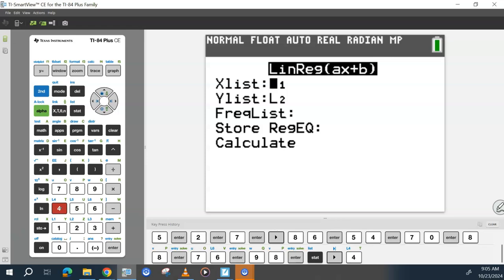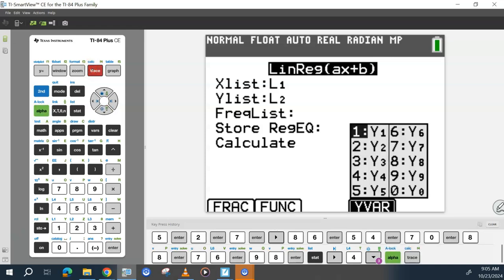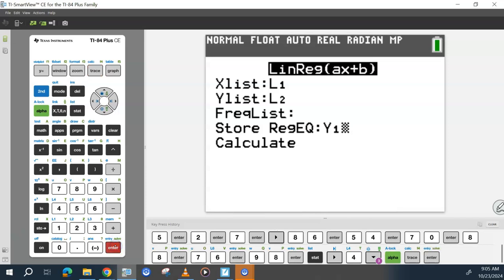Then, still on step 2, we're going to go down to store regression equation. That's what that stands for. And we're going to hit alpha, trace. Alpha green, trace is at the top. You'll get some menu that looks like this. You can choose whichever one you want, but we're just going to go with the first one, so hit enter. And then you're going to hit enter 2 more times.